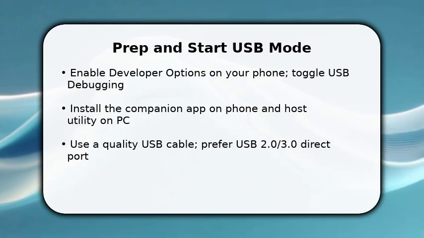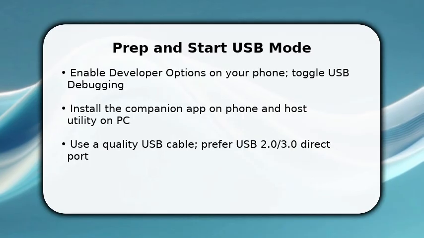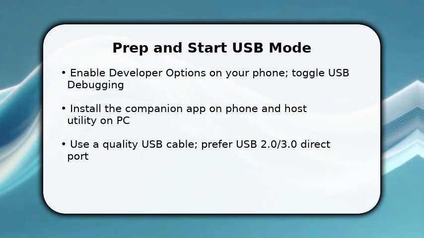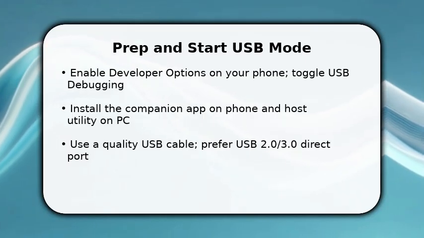You begin by preparing both devices. Enable developer options and USB debugging on the phone so the PC can trust it, and install the phone keyboard app plus the small host utility on your PC.